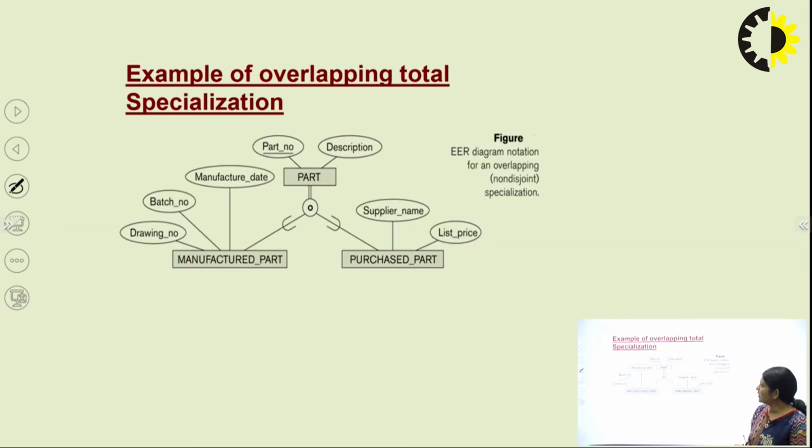So an example of overlapping: at the upper level, at the superclass level, we have the class part, and as subclasses we have manufactured parts and purchased parts. Manufactured parts are manufactured in the unit itself, and purchased parts are purchased from outside. There may be certain members which belong to both of these subclasses, and that's why we have shown it using overlapping. And all the parts would be belonging to some of the subclasses. It can be either manufactured or purchased. So we have shown it using a double line.